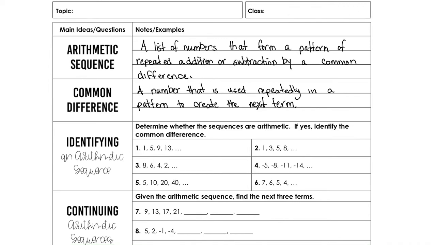All right, so this video is going to be on arithmetic sequences. So basically, an arithmetic sequence by definition, again, is a list of numbers that form a pattern of repeated addition or subtraction by a common difference.